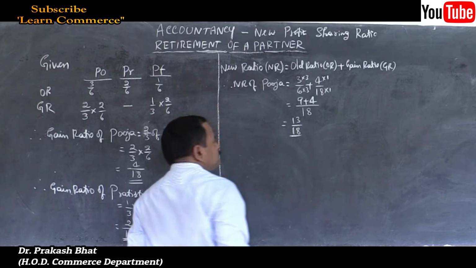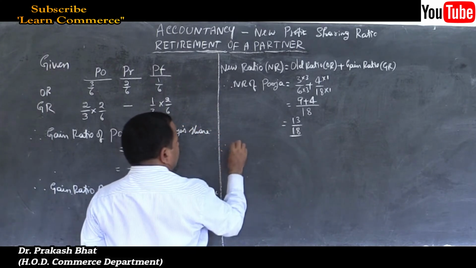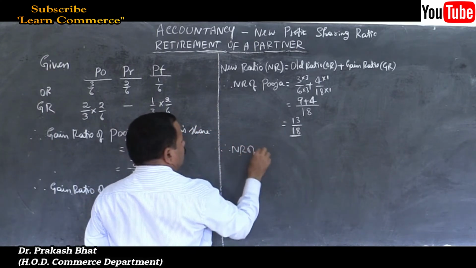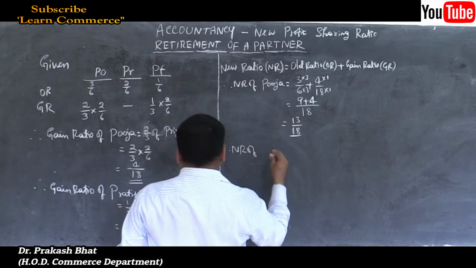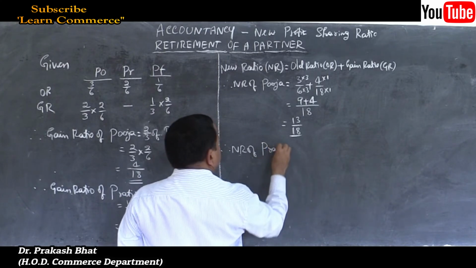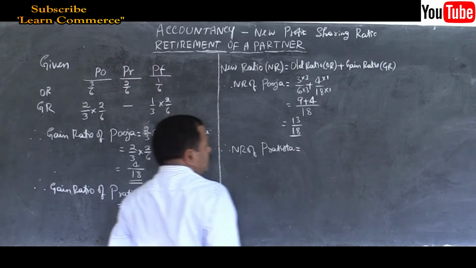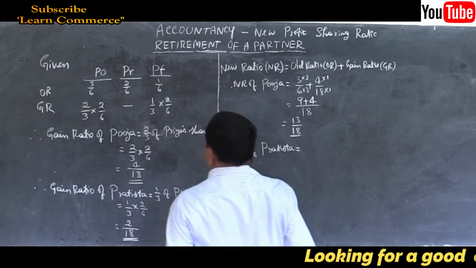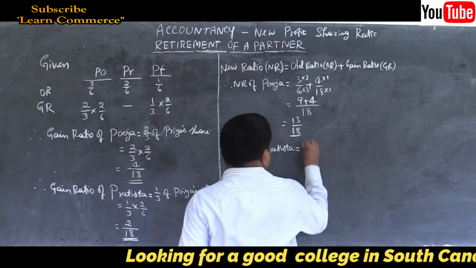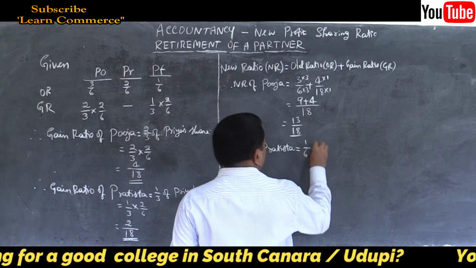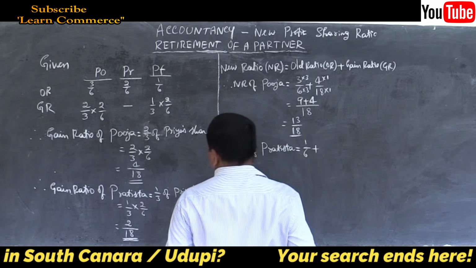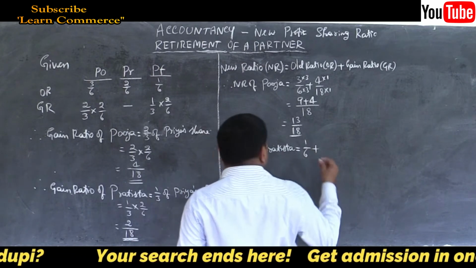13/18. Therefore, NR of Pratishtha is equal to how much? That is 1/6. Her old ratio plus her gain ratio was, we have already calculated, 2/18.